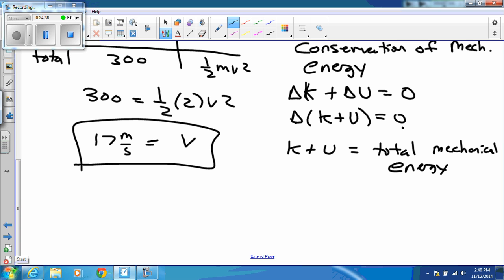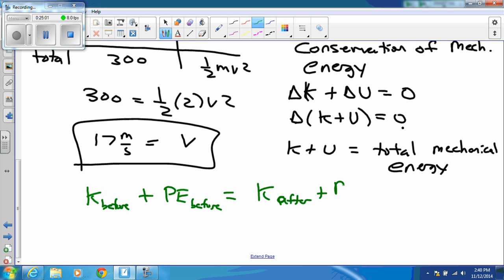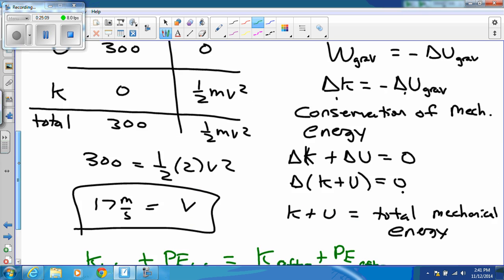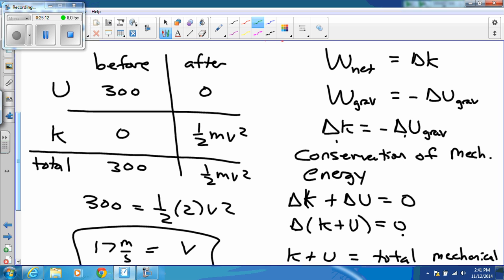What your book does, which is also fine, is it sets up conservation of energy like this. It says kinetic before, I think it even uses the word before. Am I right on that? Plus potential before, and they use PE for potential energy, equals kinetic after plus potential energy after. And then they fill in each of these 4 items right here. Well, these 4 items are exactly the 4 different entries on our table, right? So it's the same computation.